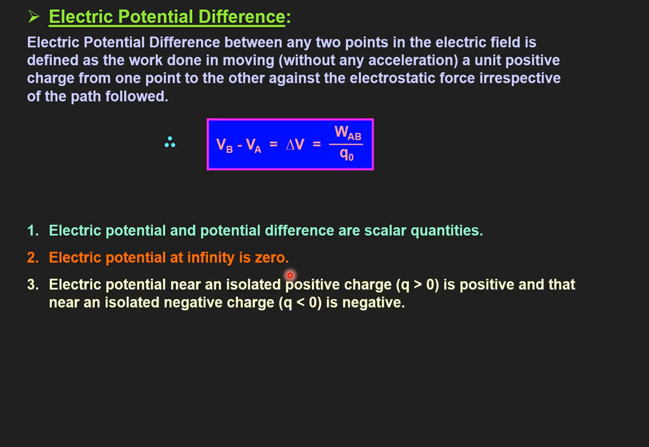Next, electric potential near an isolated positive charge will be positive. Whenever the source charge is positive, the electric potential value will be positive, because this is a scalar quantity only. So if the source charge is positive, potential will be positive. Similarly, if the source charge is negative, the electric potential will also be negative.